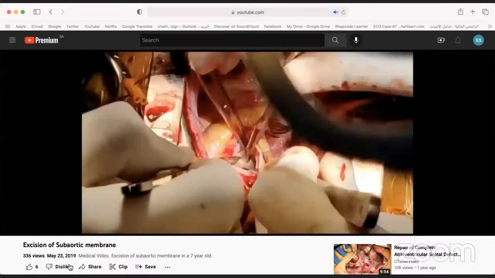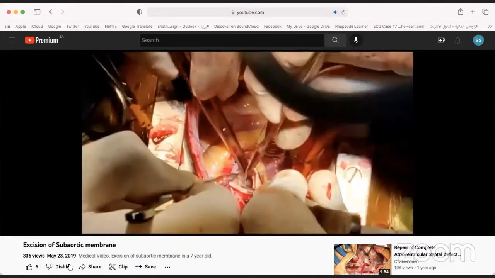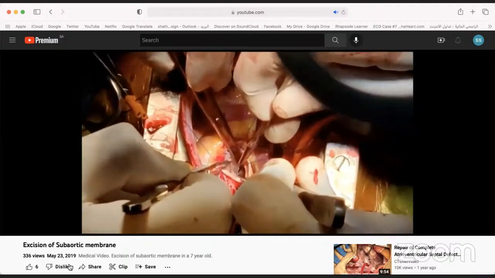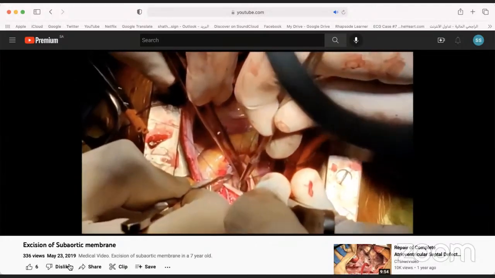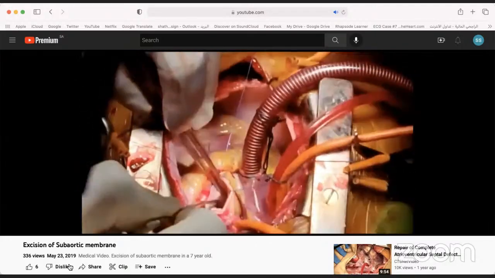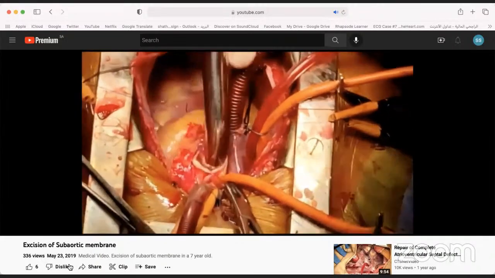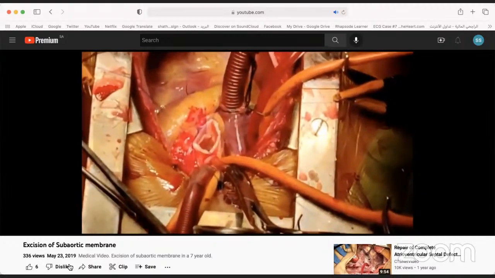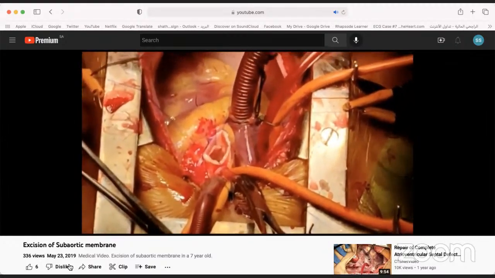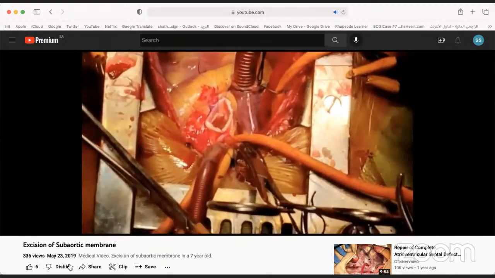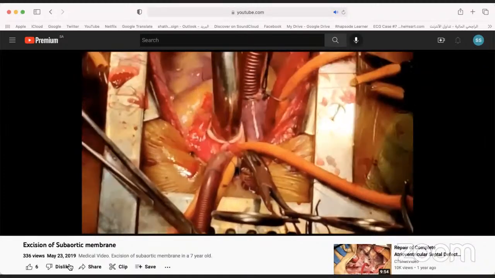A little bit of a myectomy. By pressing on the RVOT with the finger, you can make that area more visible, which makes it easier to excise that part. We generally use an 11 blade to excise it.